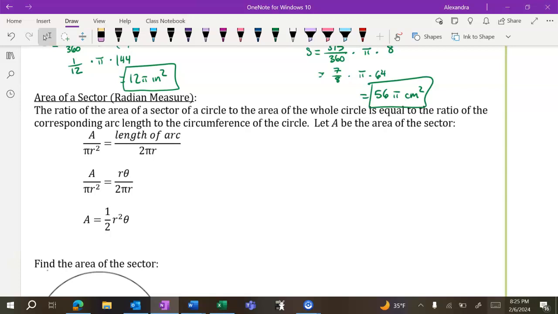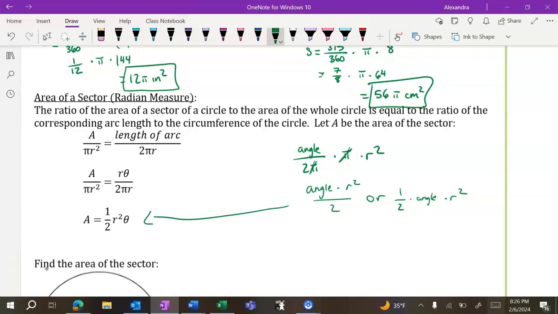So we'll have our angle over 2 pi times pi r squared, and here you can clearly see I can cancel these pi's, and I'm left with my angle times my radius squared divided by 2, or 1/2 my angle times radius squared, which is the equation we have over here. So again, it's all the same thing, we're just simplifying. Both of these are the exact same math, just simplifying.